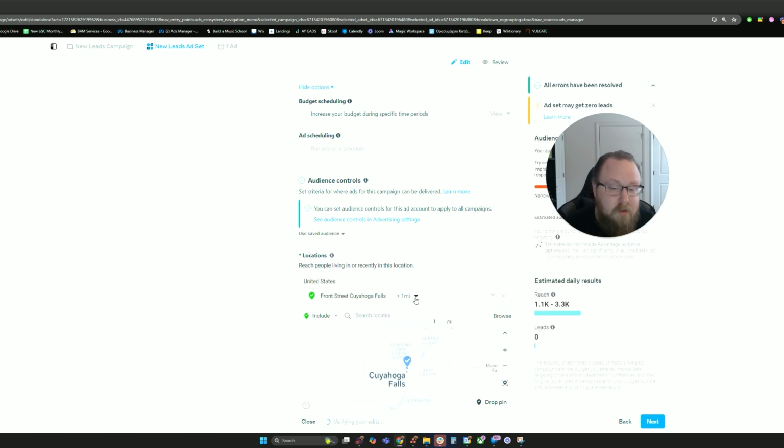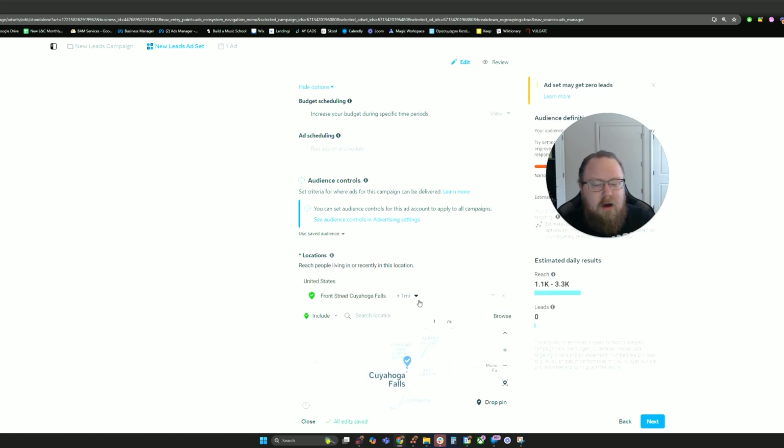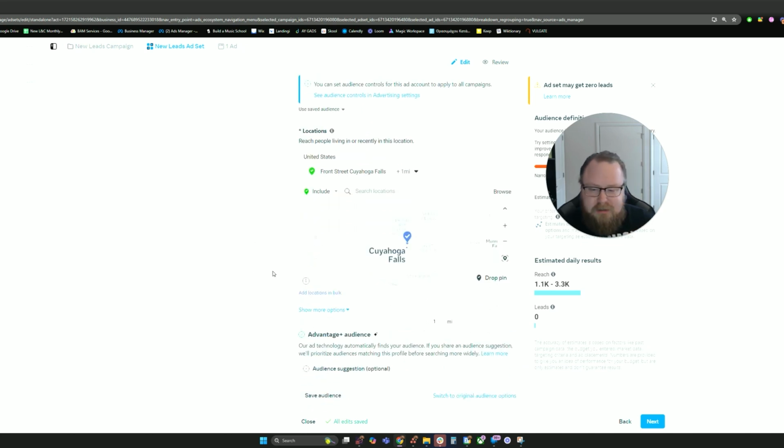And then I would recommend doing a radius. It's going to depend on how wide you want that radius to be. But normally 5, 8, 10, 12 miles is about as far as you want to go. It just depends. Maybe even less if you're in a very populated city or with a lot of competition, things like that. Cool? That's super important. Make sure you do that.